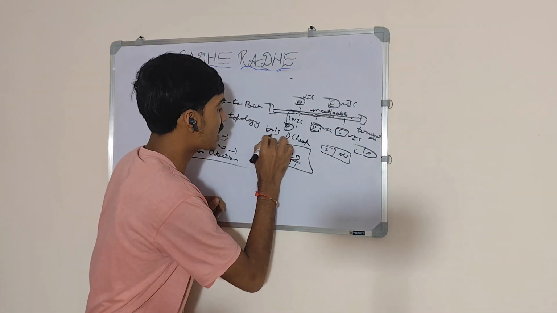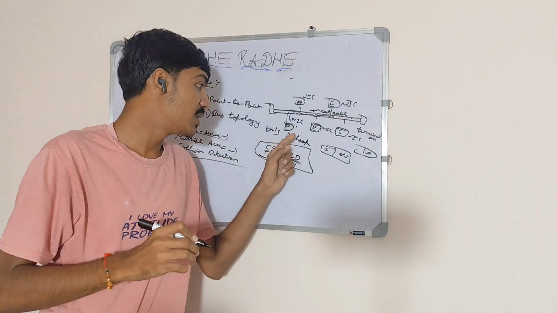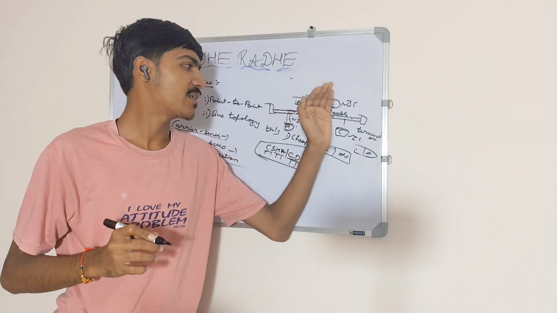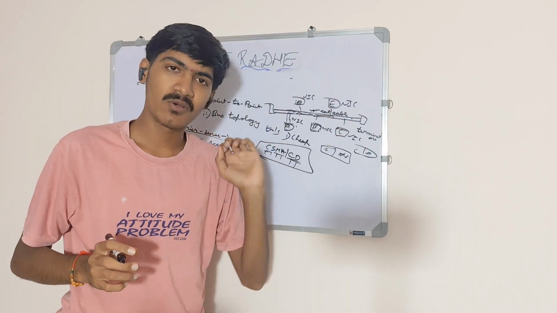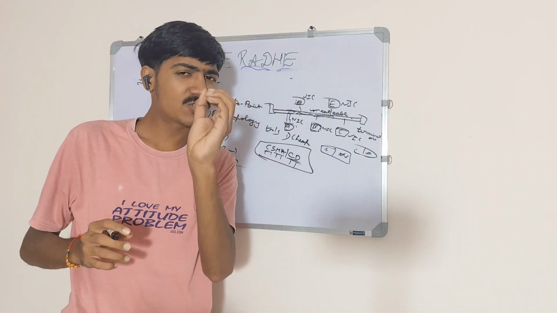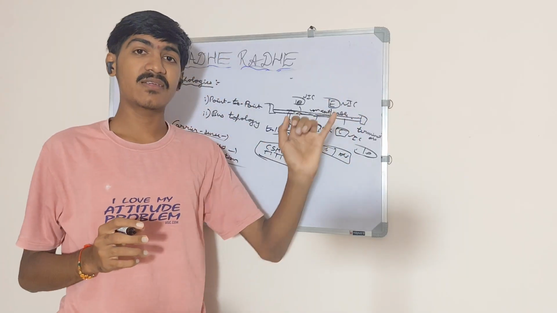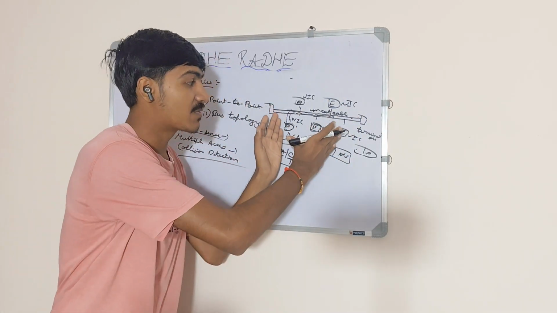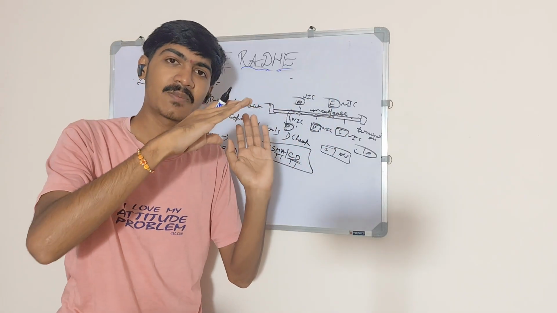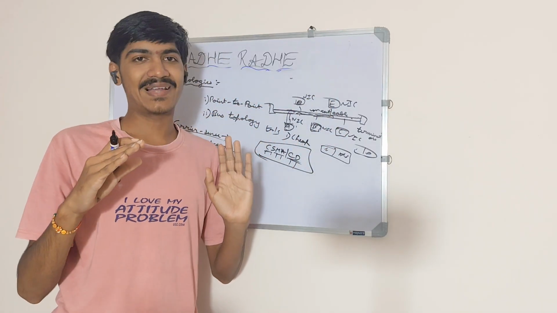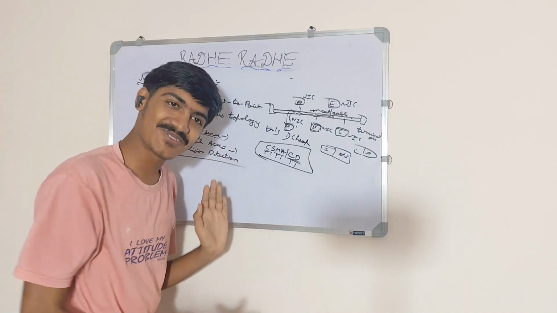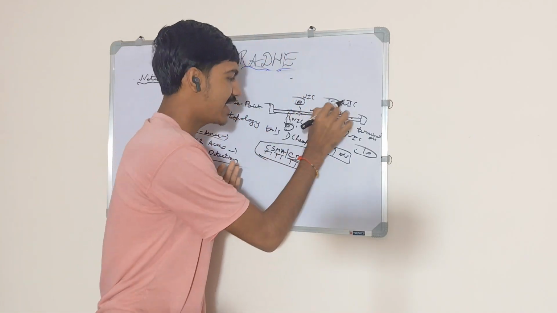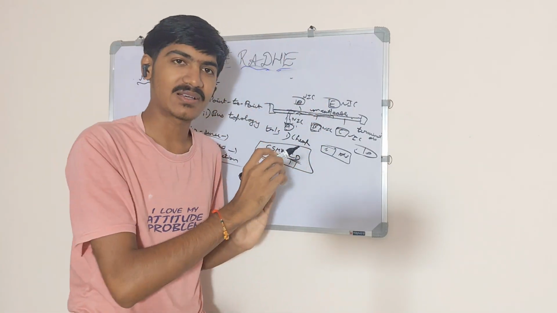At t equal to 1.0001 seconds, A sensed the cable. There was no signal. At the same time, C's NIC sensed the cable too, because it was waiting to send data. Now, these devices sense the cable at the same time. What will happen? Both will send the data at the same time. A sent the data, C also sent the data.